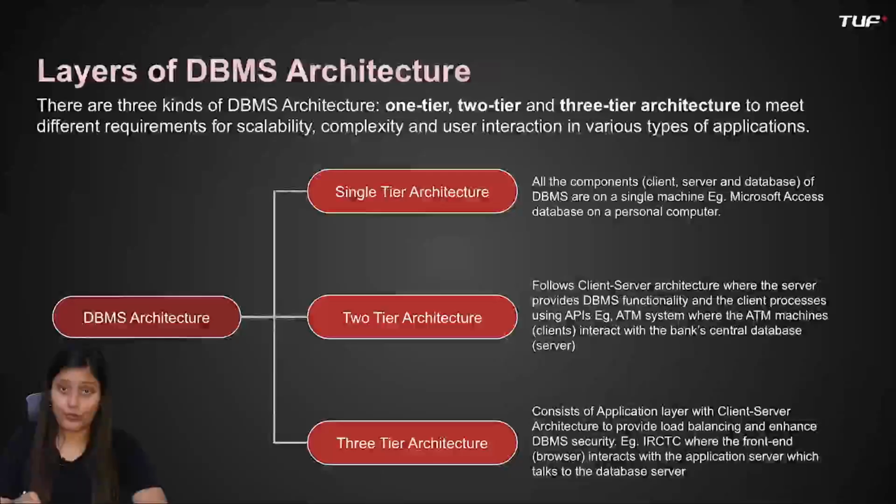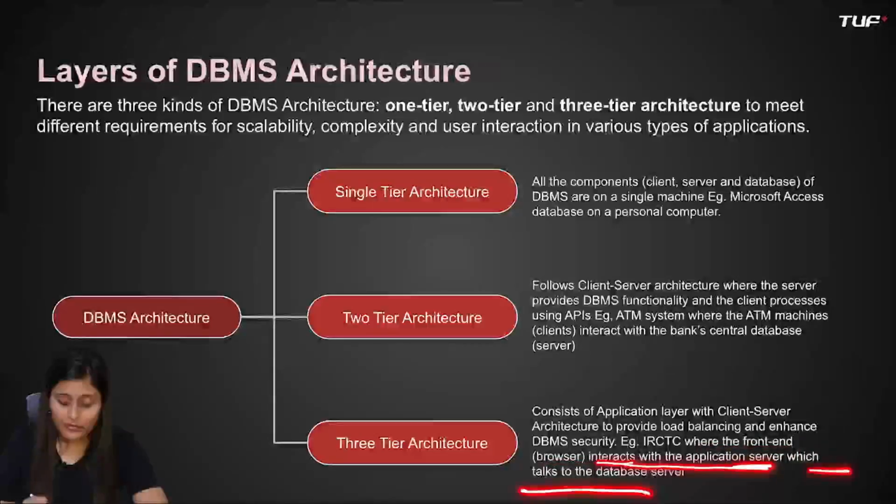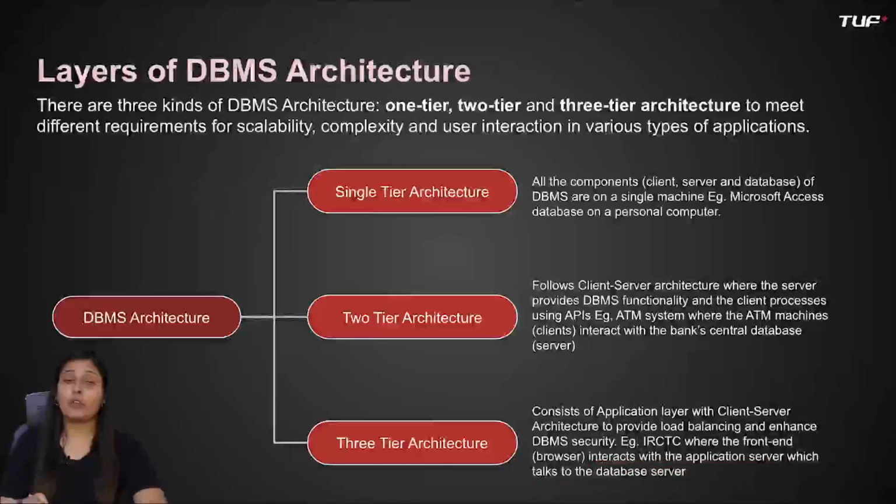IRCTC is an example of three-tier data architecture, where the front-end part is the browser, which is the user interaction. Here the user interacts with the application server, which talks to the database server. We interact with the front-end page, which is the client, and that interacts with the server, which does the basic manipulation and logical thinking, and then the server connects with the actual database to retrieve and manipulate the data.